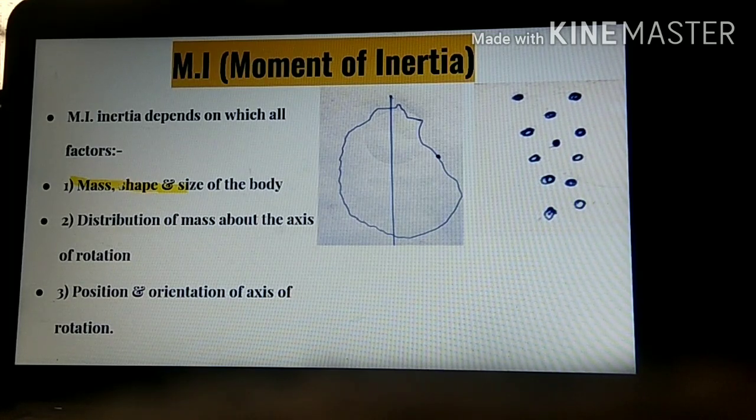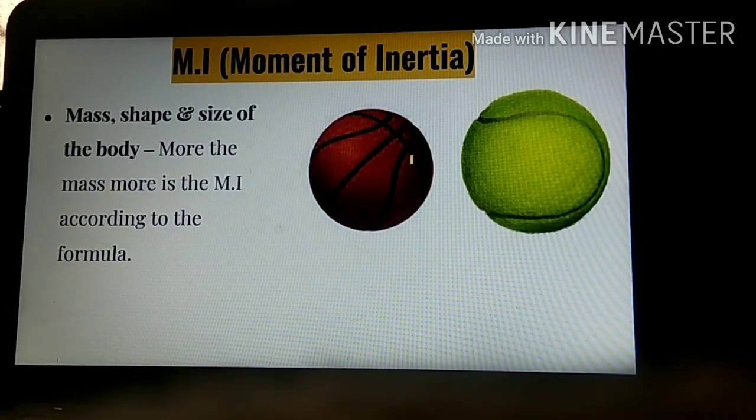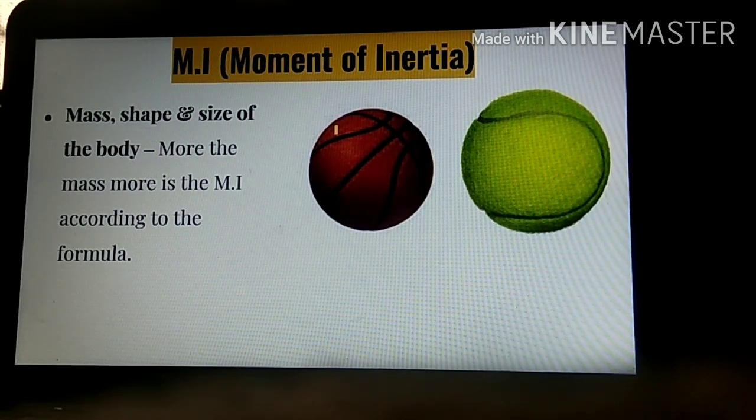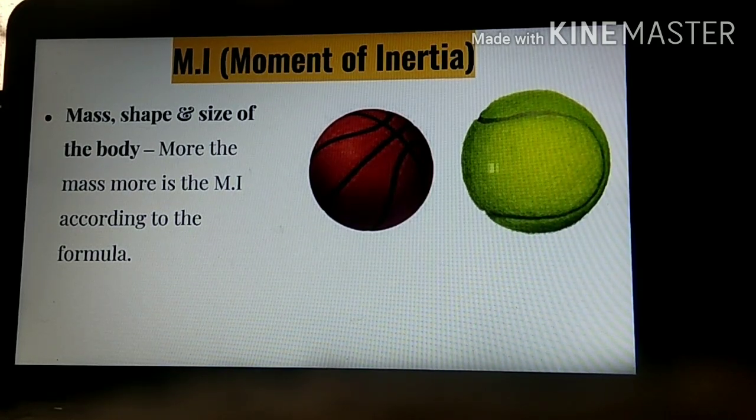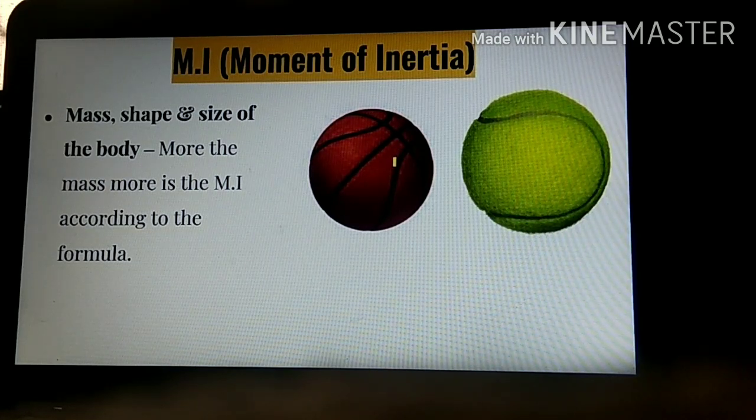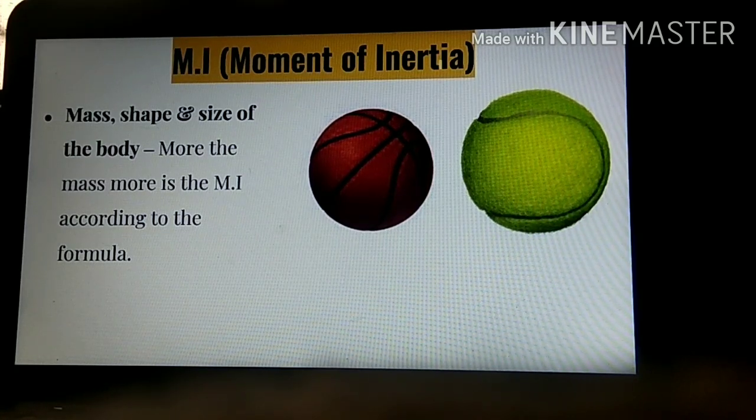Mass, shape and size. You can see these two balls. This is a tennis ball, which is very small, but over here it might look of the same dimension. This is a basketball. Can you tell me which has more mass? The basketball has more mass, so its moment of inertia will be more as compared to a tennis ball.